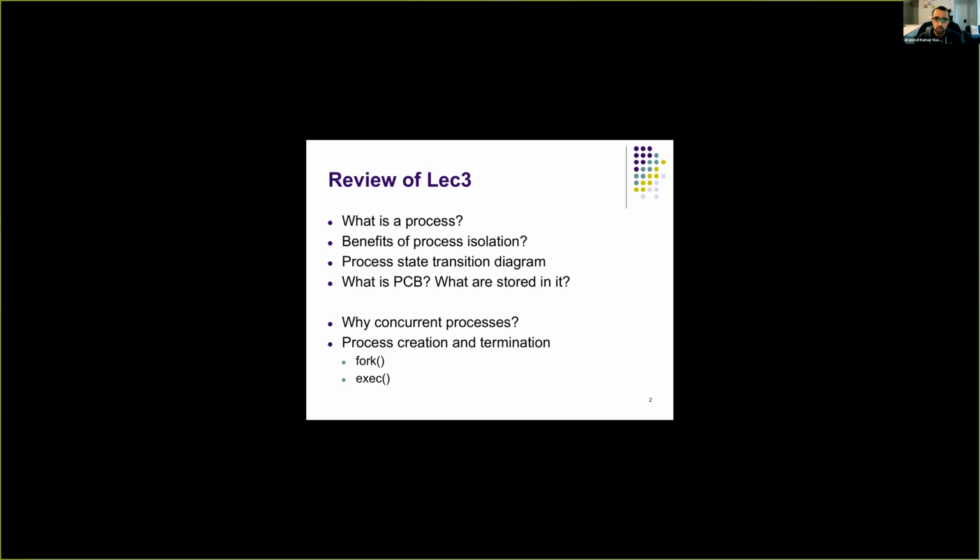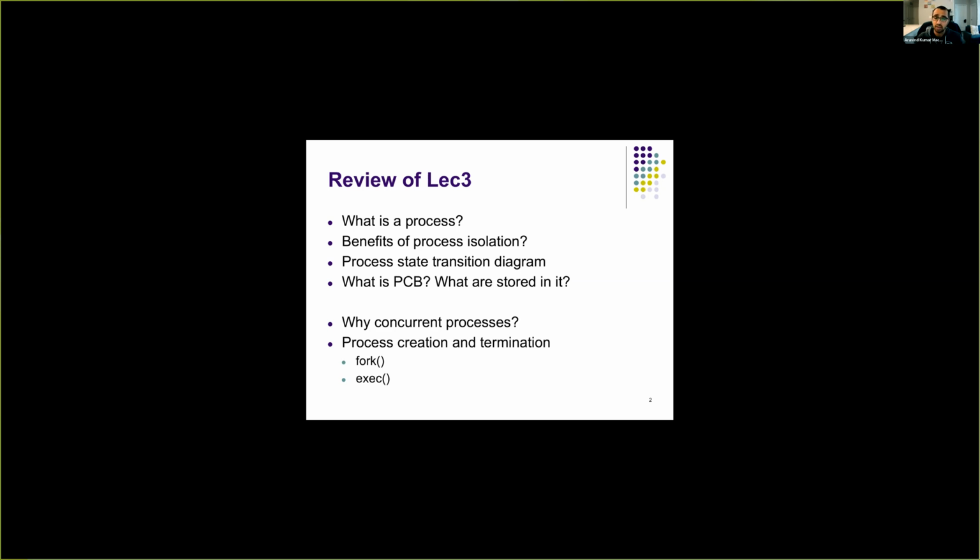And we also looked at the process state transition diagram, where a process goes through various states depending on its current task. For instance, the process could be blocked, or it could be terminated, or it could be ready, or it could be running. And we also looked at the process control block, PCB for short. We also saw what is stored in the process control block, specifically process management info, memory info, and also input output information.